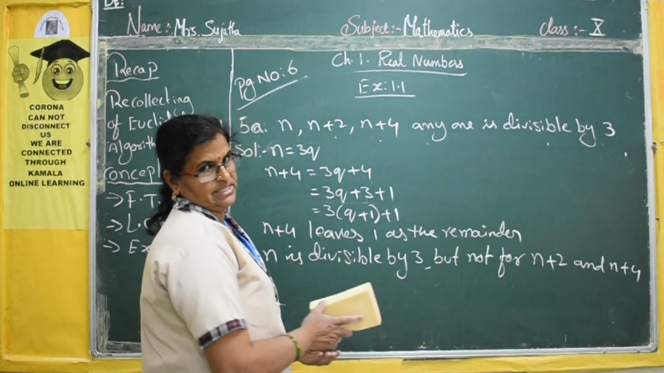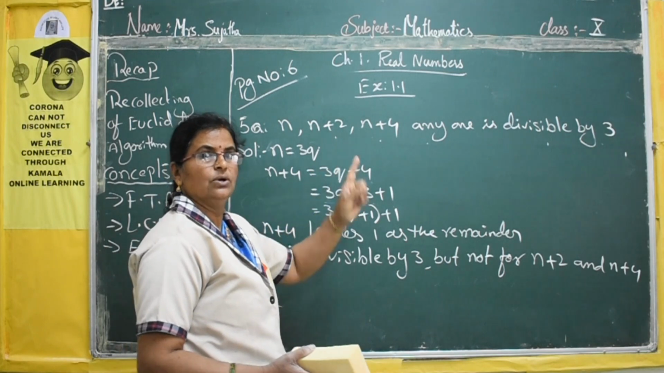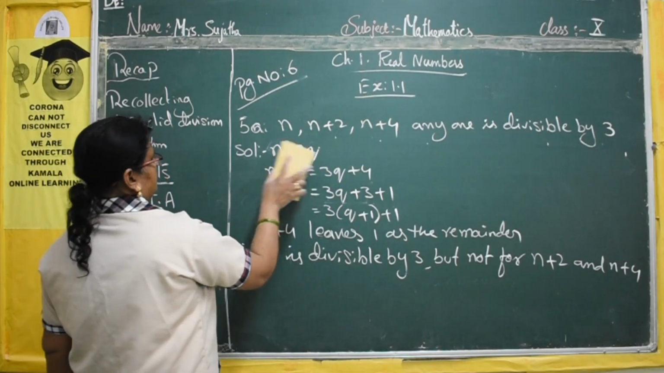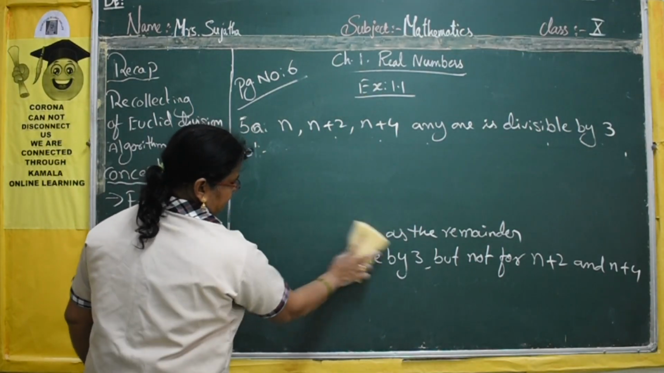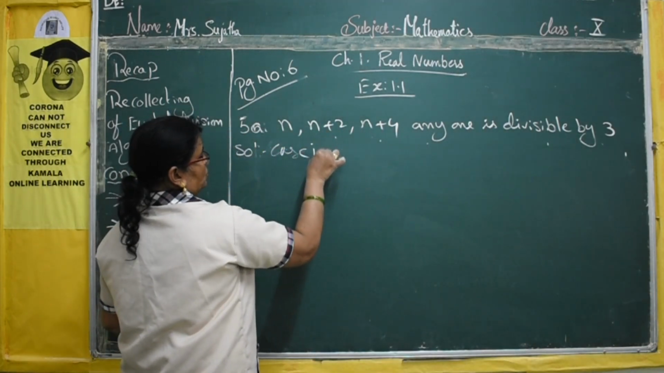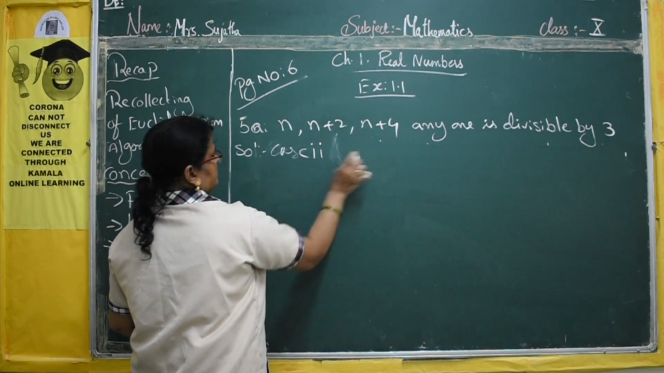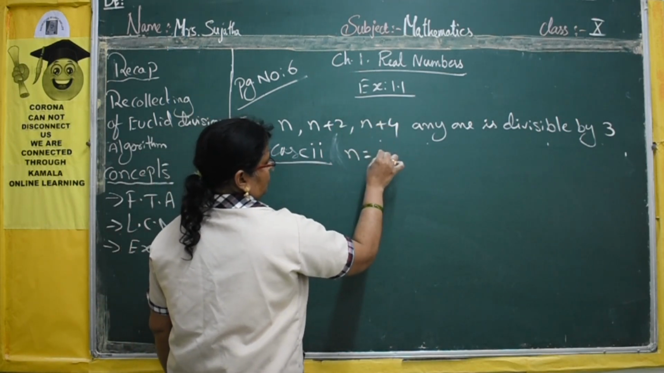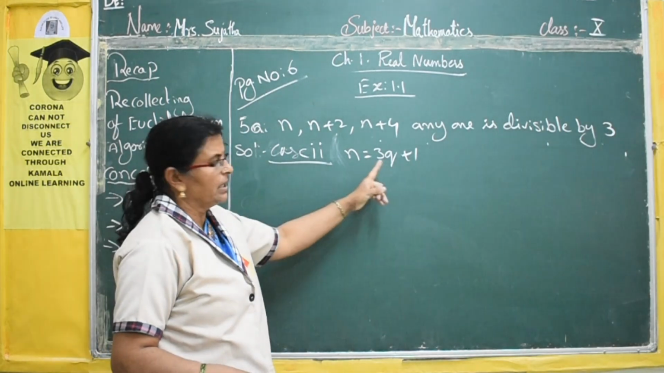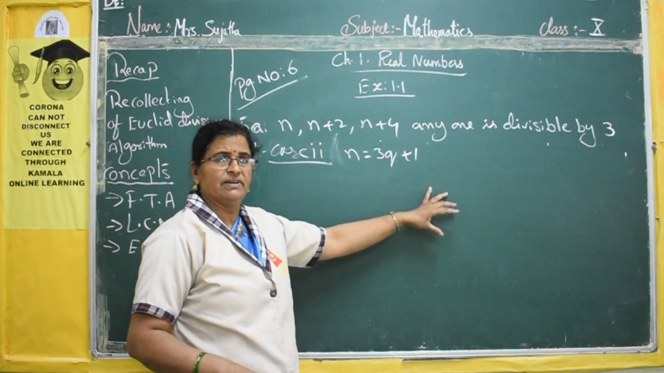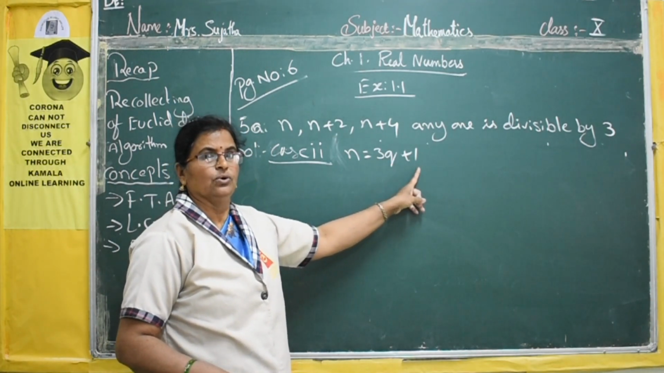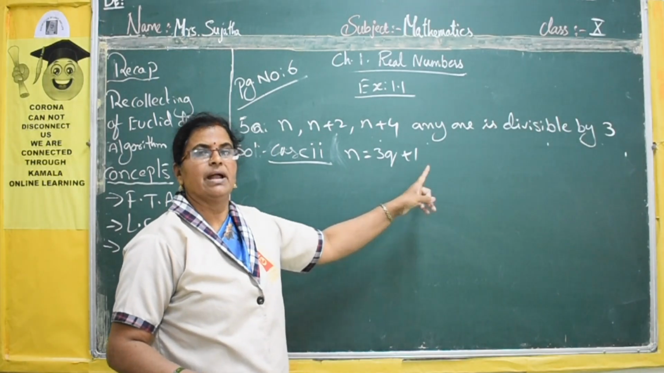Now case 2 we will see. In case 2 you have to take n is equal to 3q plus 1. In case 1 we took n is equal to 3q. In case 2 we are taking 3q plus 1. Now see, will 3q plus 1 be divisible? If you apply q is equal to 1, 3 ones are 3 plus 1, 4. Is 4 divisible by 3? No. It leaves the remainder as 1.